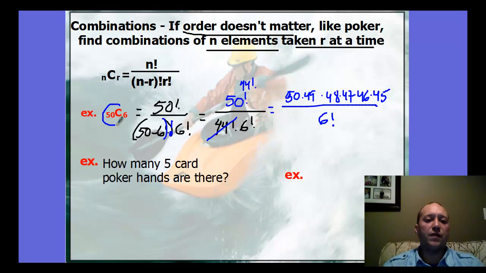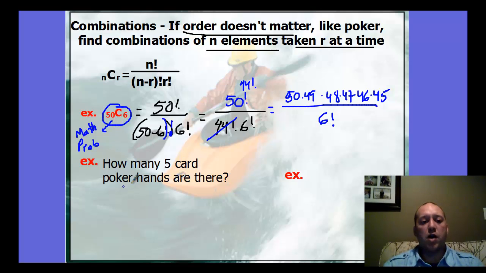You can also plug 50C6 into the calculator. This key is under math, the TIs, and then PRB or PROB, depending on what year you have the calculator. You'll see probability, and you'll see the nCr key.